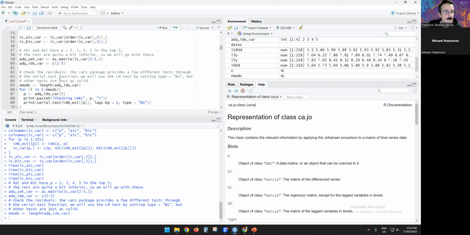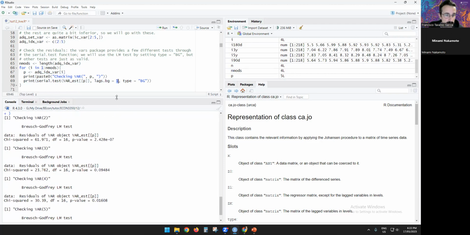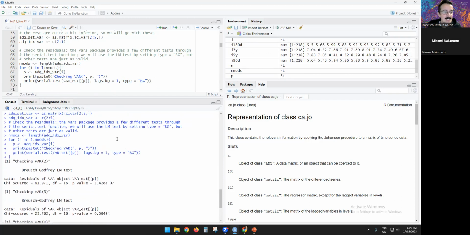And we're running the for loop. Let me have it printed down there. First, we'll just take how many lags we're using. When you put it in p, just printing the name, checking var 3, for example, and then print a serial test. This is the function we're using for our specific model, plus lags of the Breusch-Godfrey equals 1. Here we're specifying how much we're testing, and then type equals Breusch-Godfrey for the test that we have. And these are the results here.